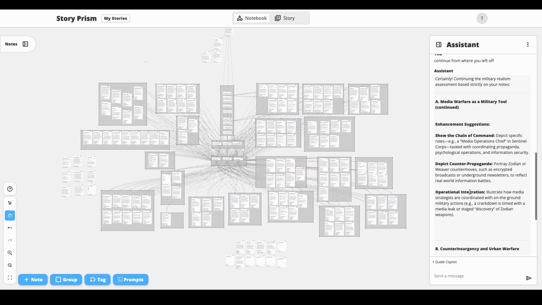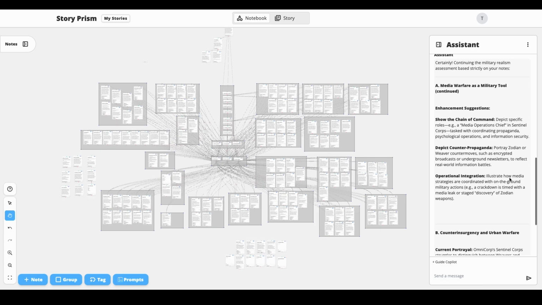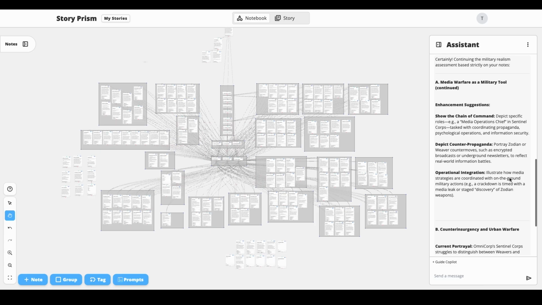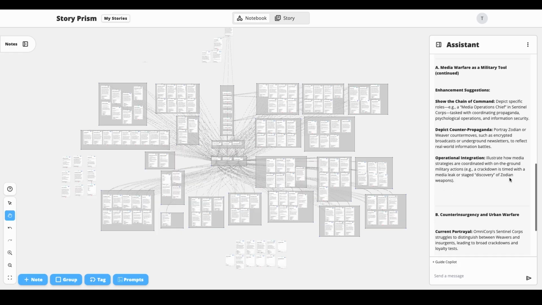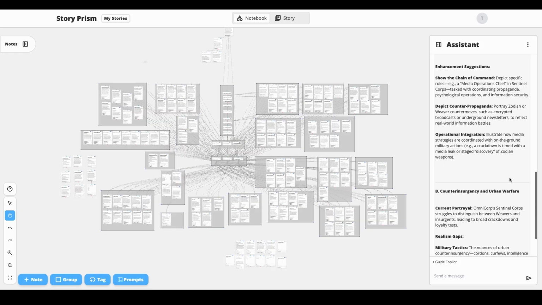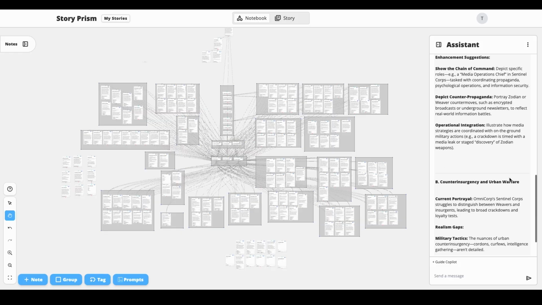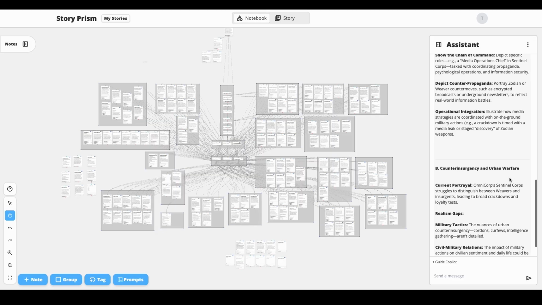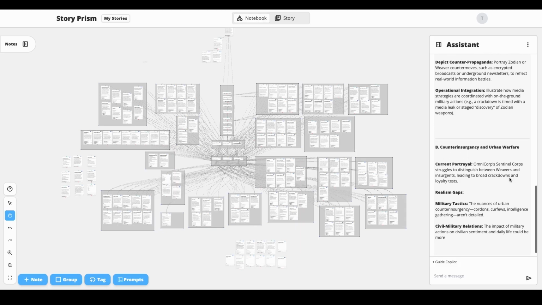Okay, so enhanced suggestions. Show the chain of command. Depict specific roles: media operations chief in Sentinel Corps tasked with coordinating propaganda, psychological operations, and information security. Depict counter-propaganda: portray Zodian or Weaver counter moves, such as encrypted broadcasts or underground newsletters to reflect real-world information battles. Operational integration: illustrate how media strategies are coordinated with on-the-go military actions, e.g. a crackdown is timed with immediate leak or staged discovery of the Zodian weapons.